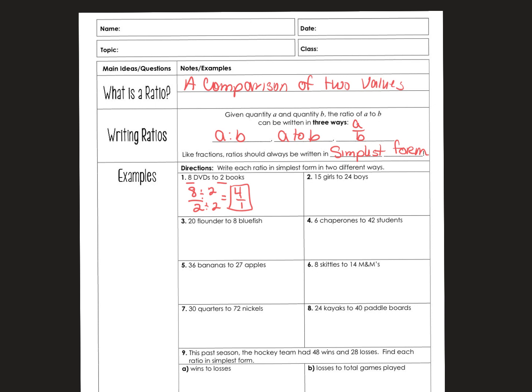Let's do one more of these. Number 2: 15 girls to 24 boys. Again, reading from left to right, we have 15 in the numerator and 24 in the denominator. The largest number that goes into both is 3. We're going to divide top and bottom by 3, and we get 5 over 8, and that is our answer. For the rest of these, you're going to do these on your own and take a picture and turn them in on Teams.